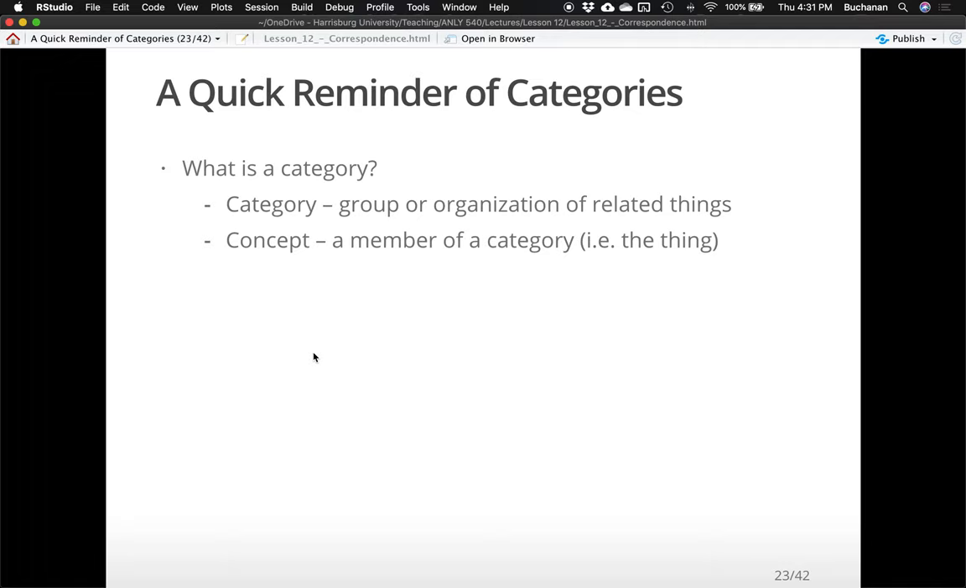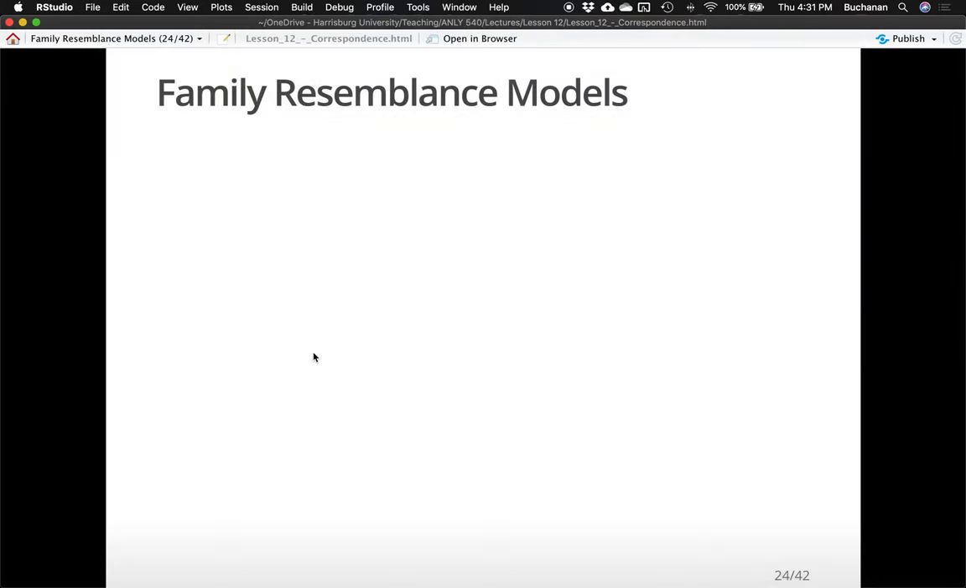So, to talk about my little dog that wanders around sometimes in these videos. We could also do animals, which is a more superordinate category, right? More abstract. And then dog, cat, fish, bird. We talked a little bit before about family resemblance models, and we're going to come back to this concept now.